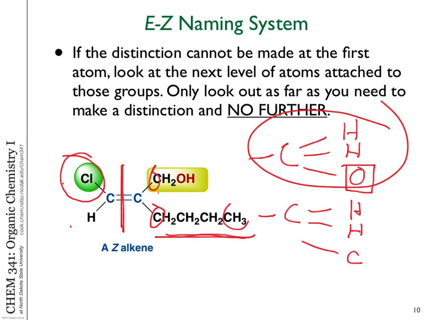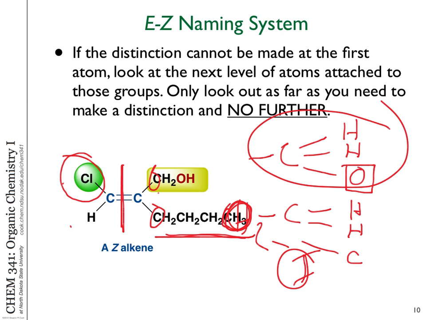Even if I had something out here, let's say I take this, instead of a CH3, I had, I don't know, a CH2 iodine. Sorry, this is all marked up. Let's say I put a big heavy atom out there. This would have a higher atomic number than anything else, but it doesn't matter. We made the distinction earlier than that. It doesn't matter what else is left out there for the EZ priorities.